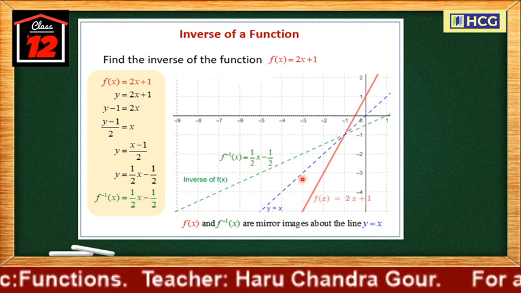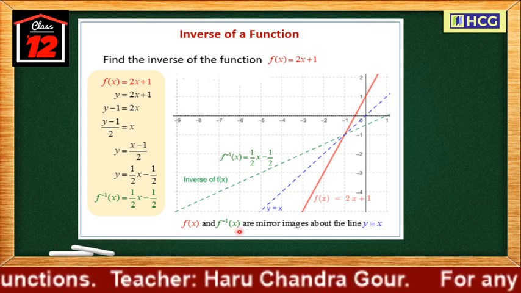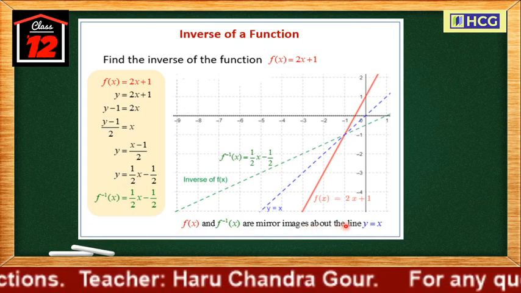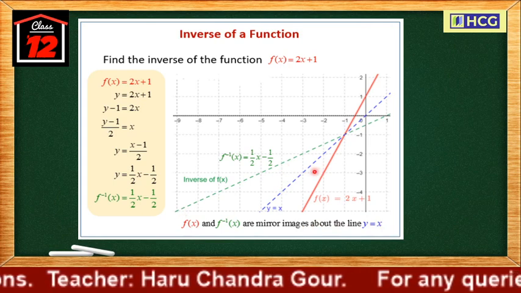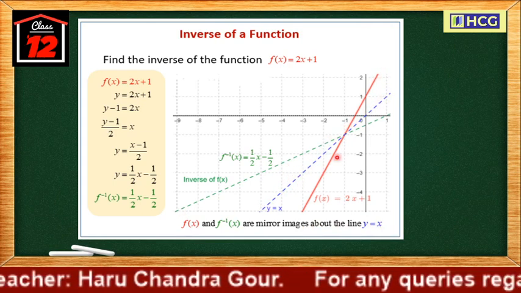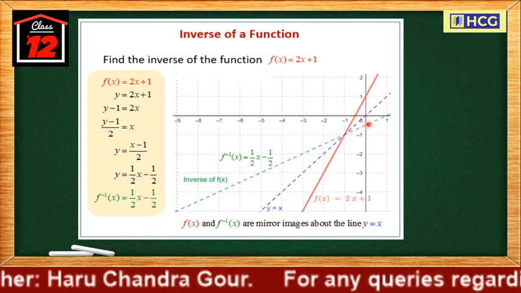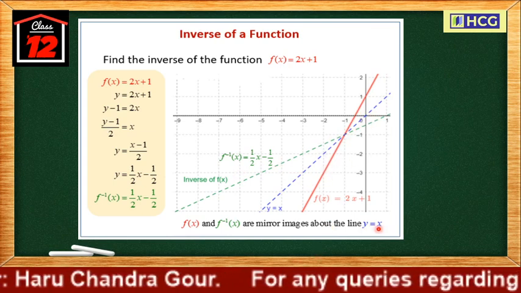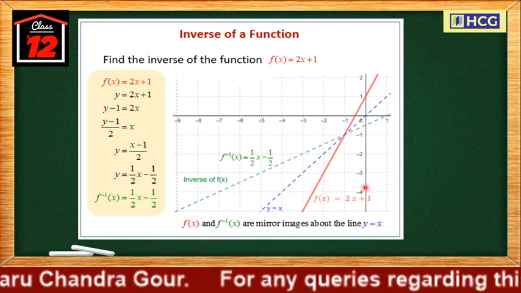Now we see that the graphs of f(x) and f inverse of x are mirror images about the line y equals x. This is the mirror blue line, and the red line and the green line are mirror images about the line y equals x.